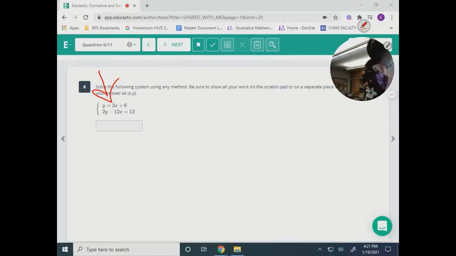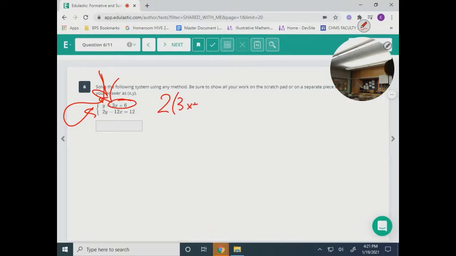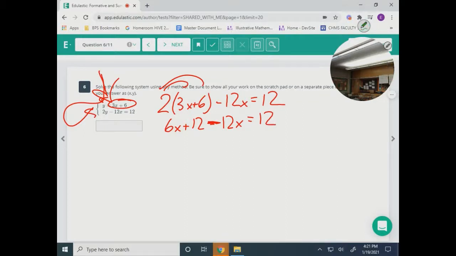Okay, so I said y is equal to, so that means in this second equation here, for my y, I can substitute this piece in. I can say 2 times y, which is 3x plus 6, minus 12x is equal to 12. Okay, I'm going to distribute here. 6x plus 12, minus 12x is equal to 12. I need to combine my like terms here. I have a 6x and a negative 12x, which combines to a negative 6x plus 12 is equal to 12.